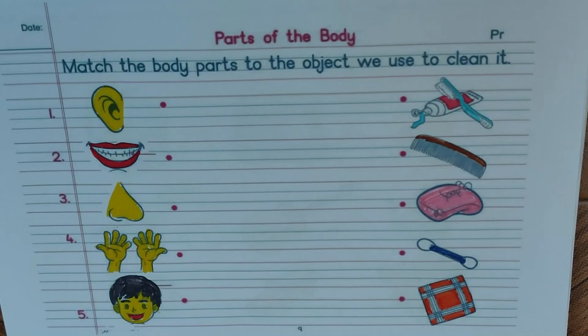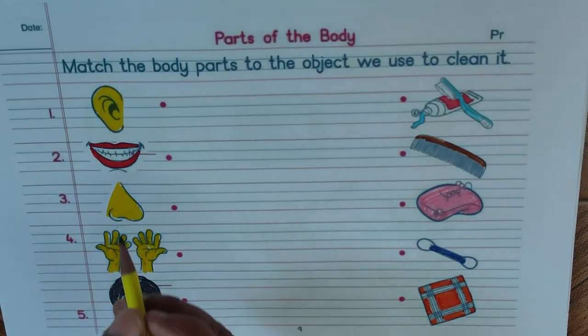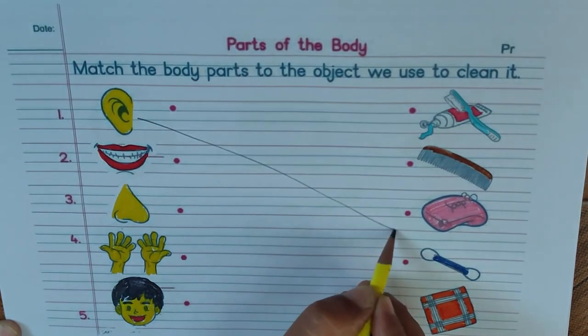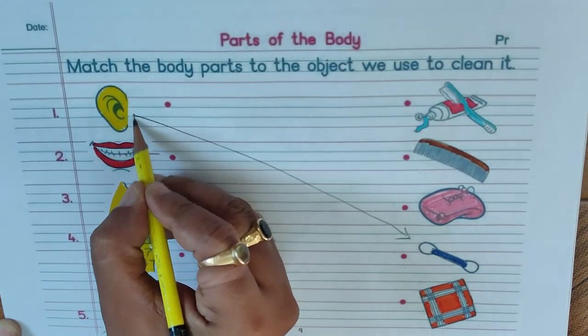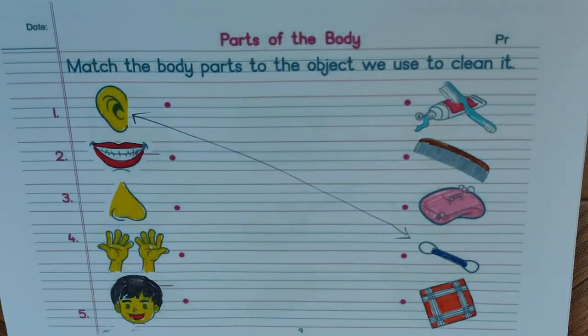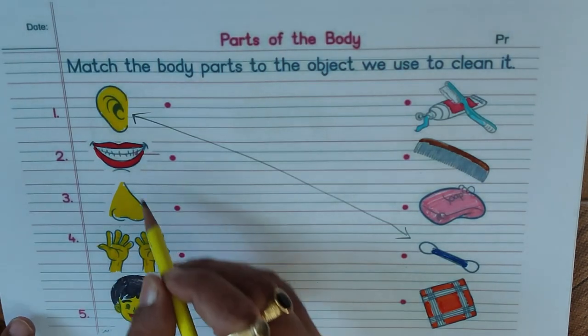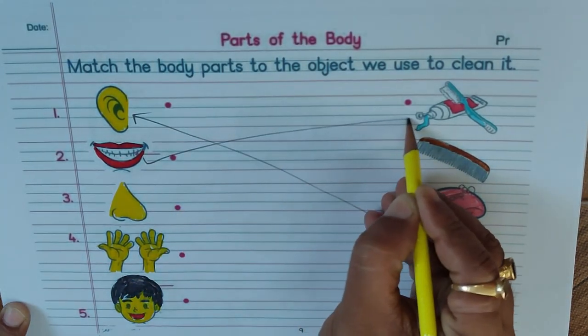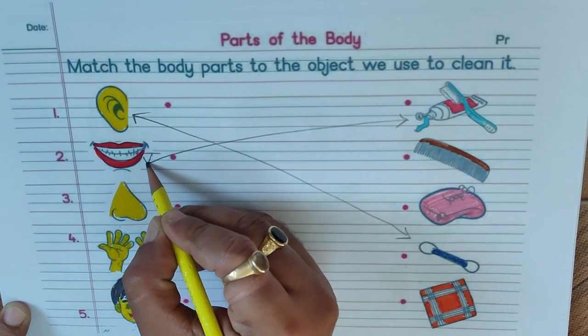Next, match the body parts to the object we use to clean it. So first one is ear. We can clean our ear using this. This is known as an earbud. Next, we have lips or teeth in this case. So we can clean our teeth using toothbrush and toothpaste like this.